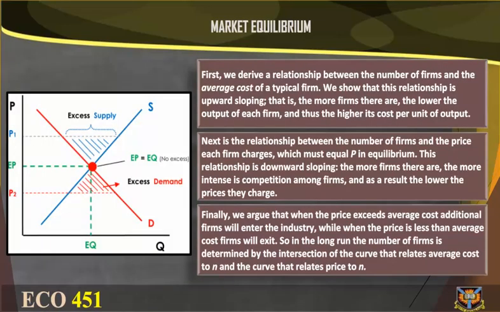First, we derive a relationship between the number of firms and the average cost of a typical firm. We show that this relationship is upward sloping, that is, the more firms there are, the lower the output of each firm, and thus the higher its cost per unit of output. Next is the relationship between the number of firms and the price each firm charges, which must equal P-bar in equilibrium. This relationship is downward sloping.